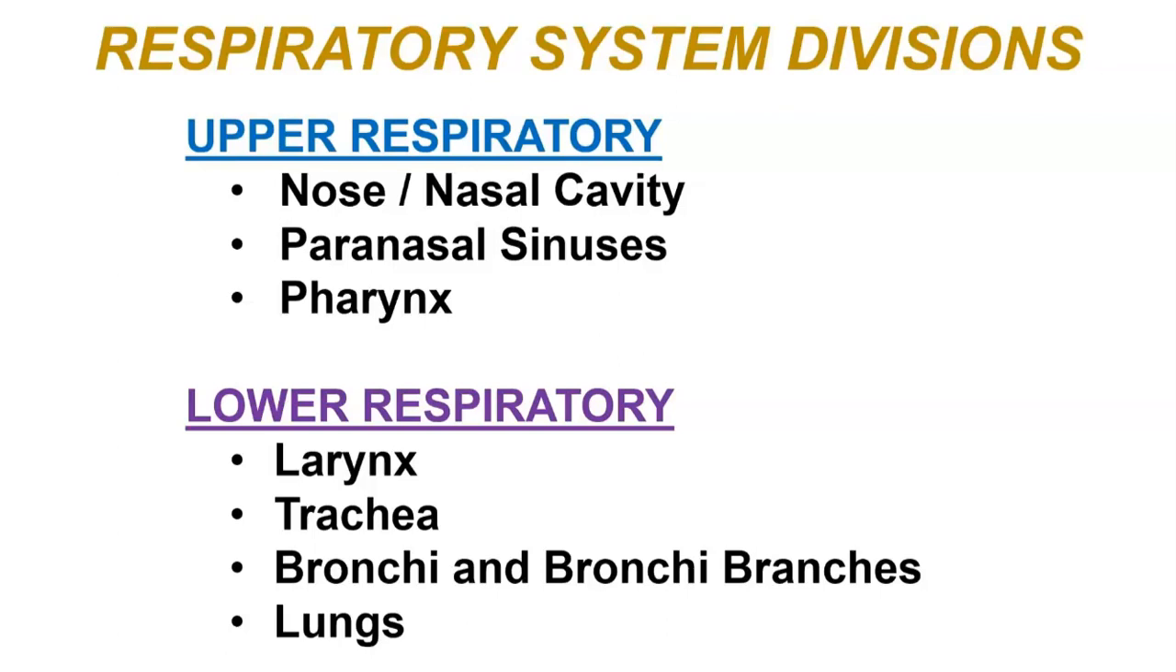There are two major anatomical divisions to the respiratory system, the upper respiratory system and the lower respiratory system. The upper respiratory system consists of everything above the neck, and the lower respiratory system consists of everything at and below the level of the neck. So here we will examine the upper respiratory structures first.